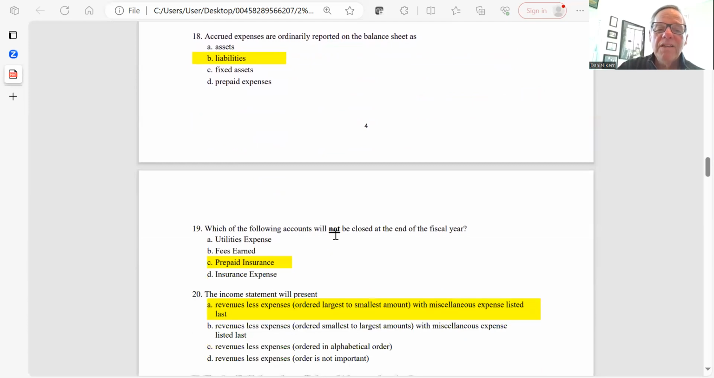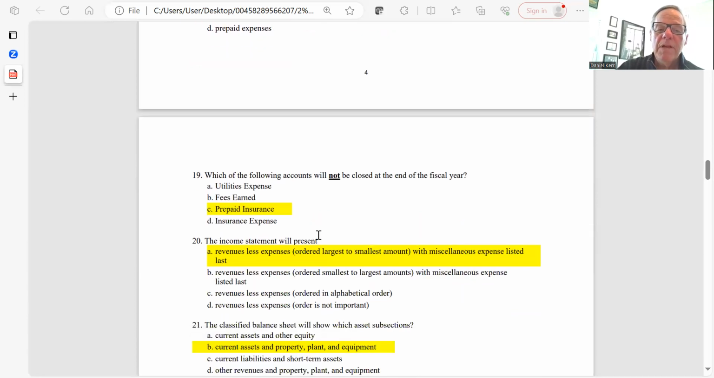Number 19, which of the following is not closed at the end of the fiscal year? All the temporary or nominal accounts, all revenue and expense accounts are closed. The balance sheet accounts, which are called the permanent accounts or the real accounts, are not closed. And the only balance sheet account you got there is C, prepaid insurance.